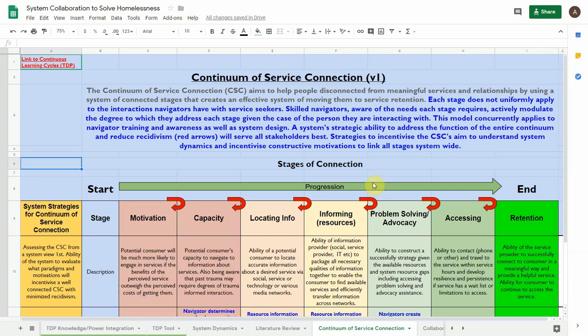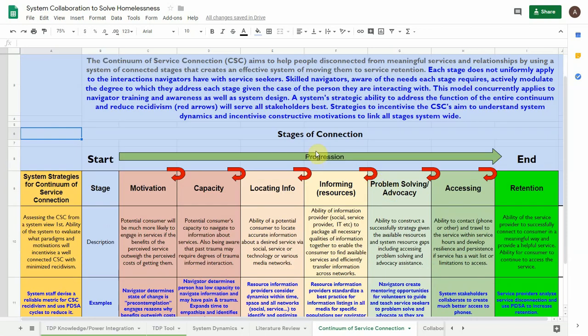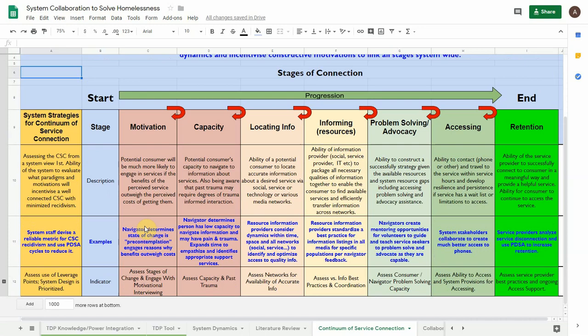So to start with, I wanted to give you a sense of some of these stages of connection that are represented in this concept. So first of all, motivation. Currently in our system, when we interact with motivation, what we often do is we don't really look for indicators of how much a person wants to proceed with something. And the tool that we want to use in this instance is called stages of change.